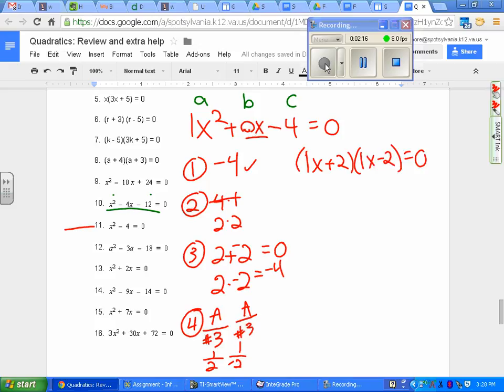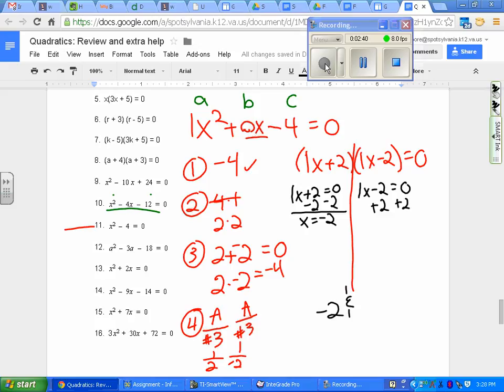So I want to find the zeros for this one. Like I did before, set each one to 0. 1x plus 2 equals 0. 1x minus 2 equals 0. Subtract 2 from both sides. 0 minus 2 is negative 2, so that's my first 0. My second one, I'm adding 2 to both sides. X equals positive 2. So I think my zeros are negative 2 and positive 2.